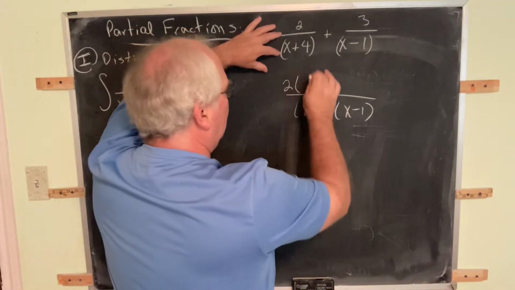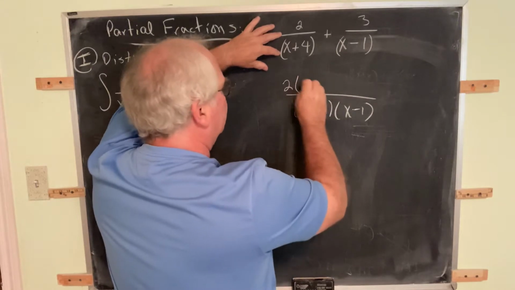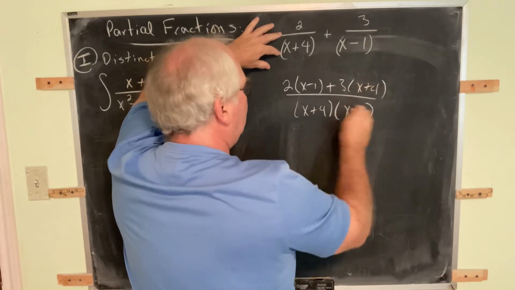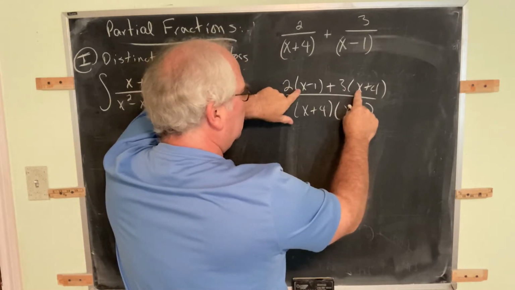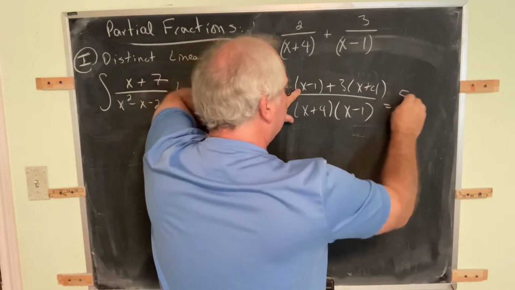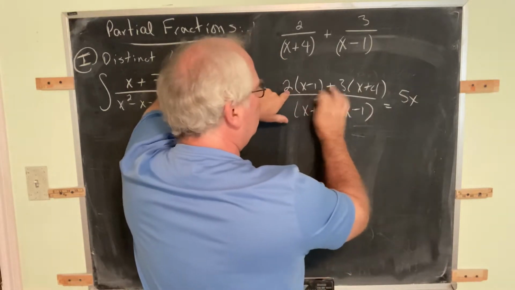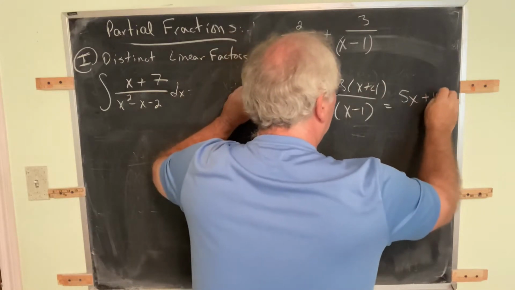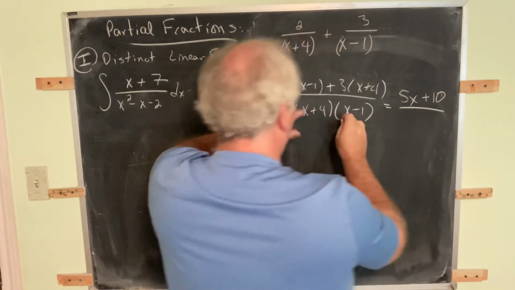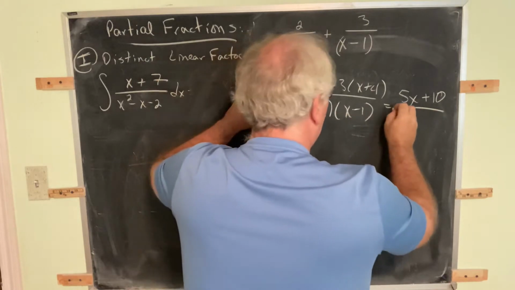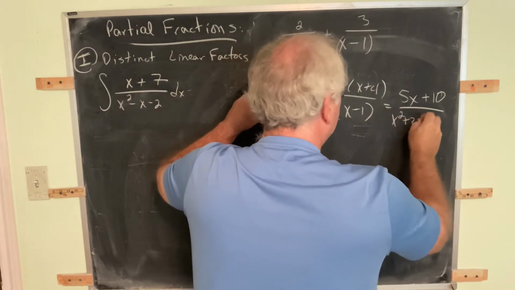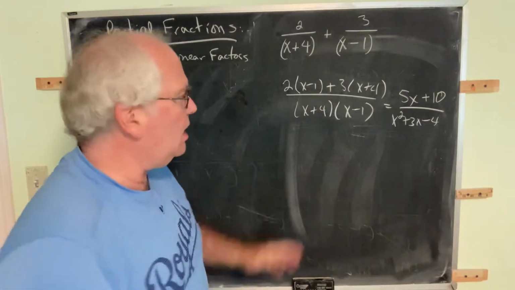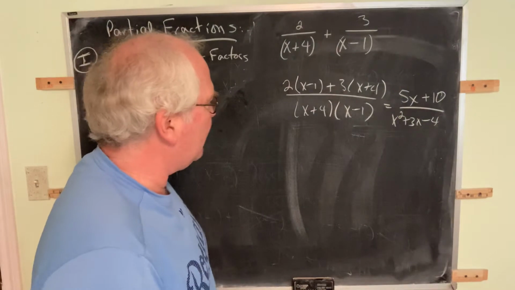And so you adjust the numerator, so this becomes x minus 1, and this becomes 3 times x plus 4. And when you add those, you get 2x plus 3x. What is that? That's 5x. And then when you get negative 2 and plus 12, that is 10. And then this multiplies out to be x squared plus 3x minus 4. Okay, I just made this up out of whole cloth. This is just some example I picked out of the sky.